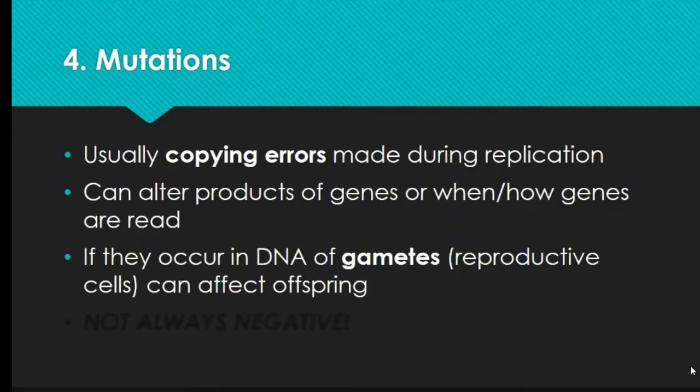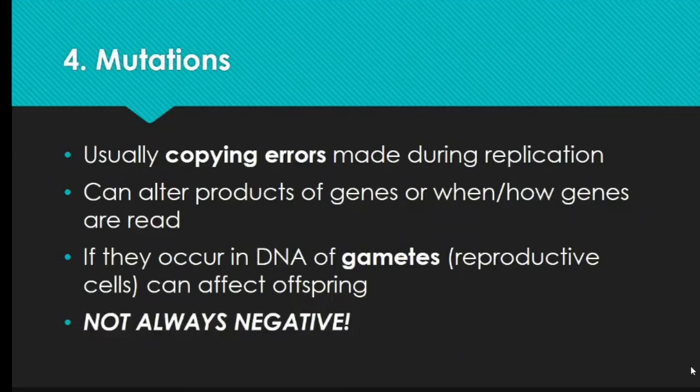Now, if they occur in the DNA of a gamete, which means a sex cell like an egg or a sperm, that mutation is going to be passed to offspring and it's going to be present in every cell. One thing you have to understand, though, is that mutation is not always a negative thing. In fact, mutation is what drives evolution. So a mutation that makes you run a little faster or have an easier time reproducing is going to be passed on more readily.